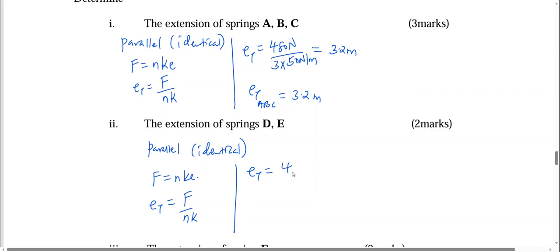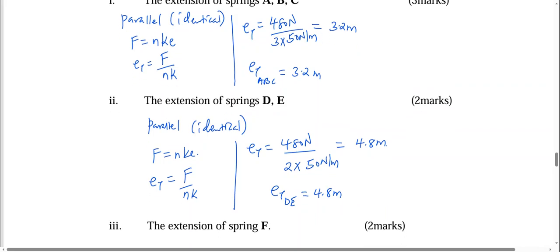This is 480 Newton all over 2, because there are 2 springs, multiplied by the spring constant of each, which is 50 Newton per meter. This results in an answer of 4.8 meter. Therefore, the extension for D and E is 4.8 meter.